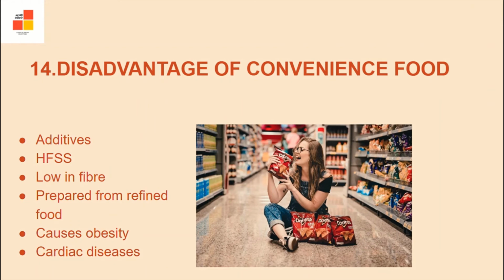Now, see the disadvantages of convenience food or processed food which have entered our life. These foods contain many additives like high fat and sugar. These foods are prepared from refined food, example Maggi. Hence they are low in fiber, vitamins and minerals. They are called HFSS, high fat, salt and sugar food.